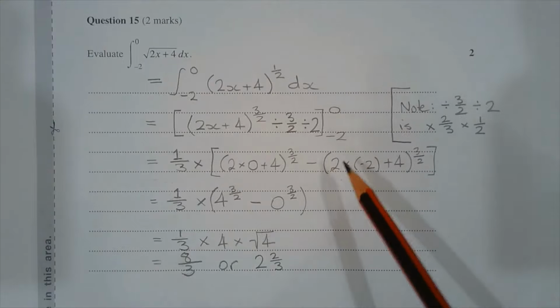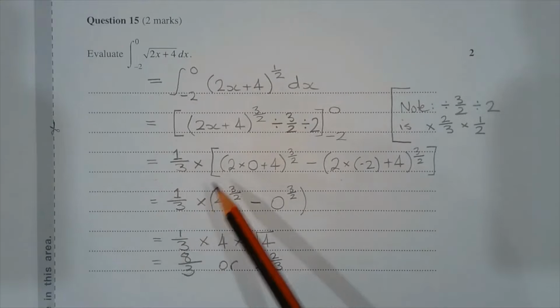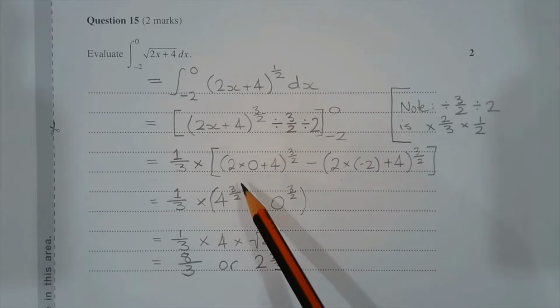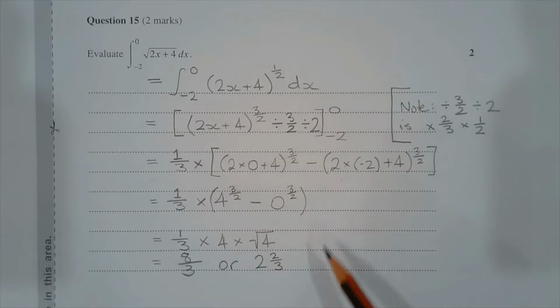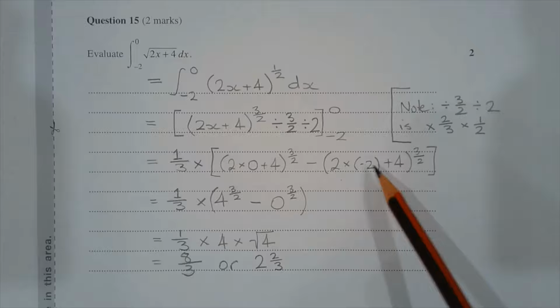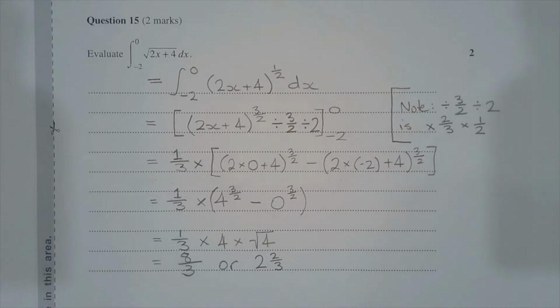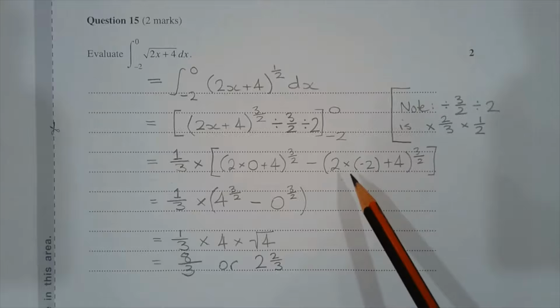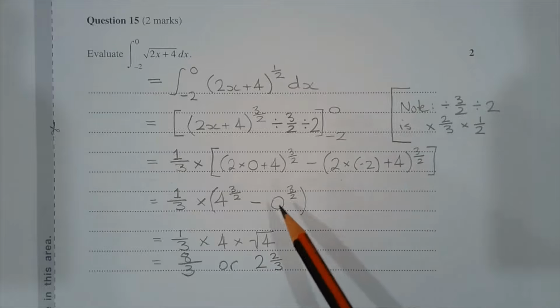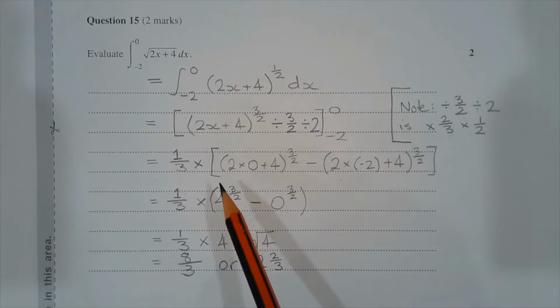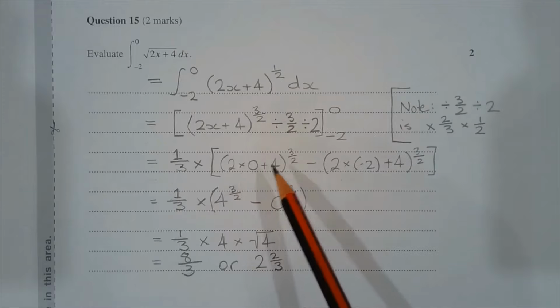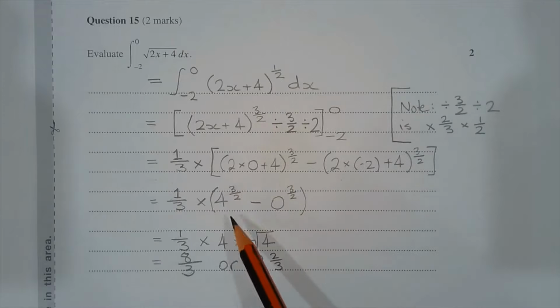So applying the limits, we have 1/3 multiplied by, in square brackets, 2 multiplied by 0 plus 4 to the power of 3 over 2 minus 2 multiplied by negative 2 plus 4 to the power of 3 over 2. Note that 2 multiplied by negative 2 is negative 4. Negative 4 plus 4 is 0, of course. 0 to the power of 3 over 2 is 0. And 2 times 0 is 0 plus 4. That's 4 to the power of 3 over 2.